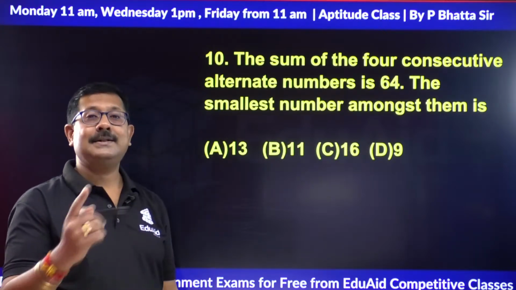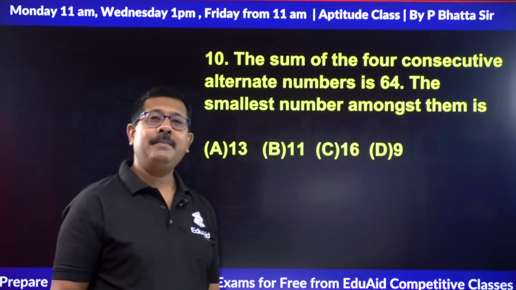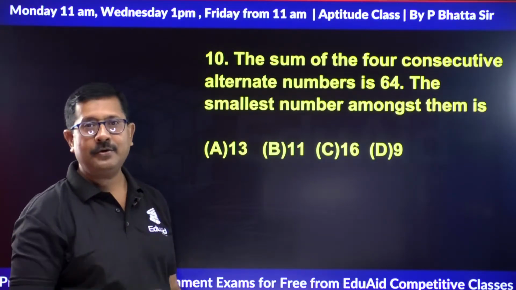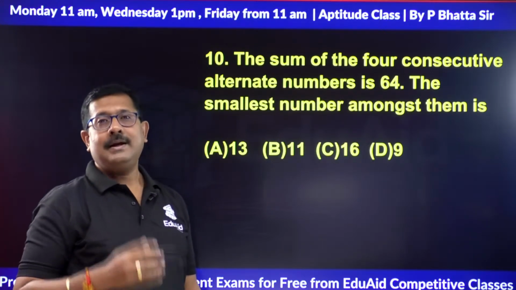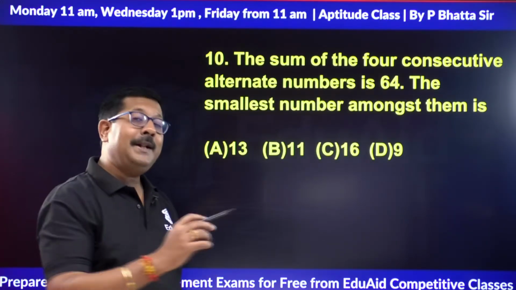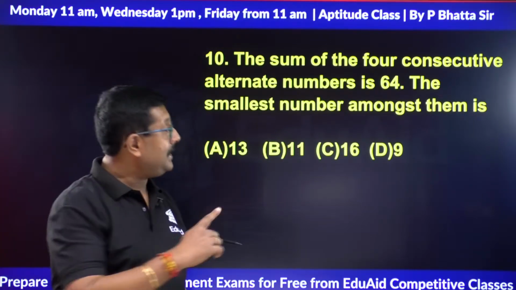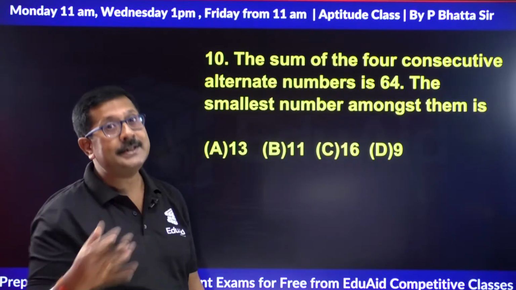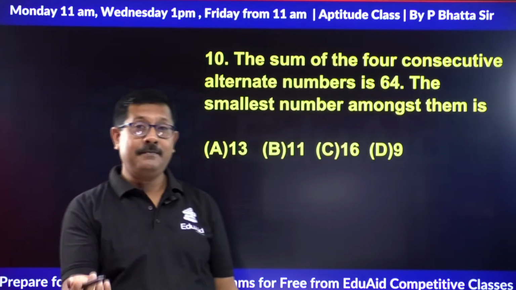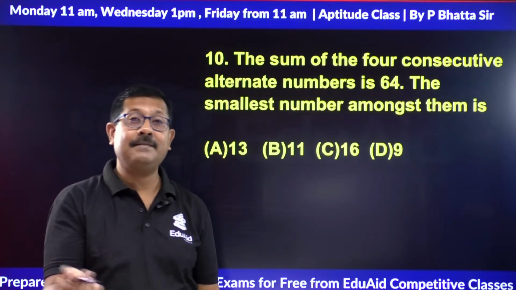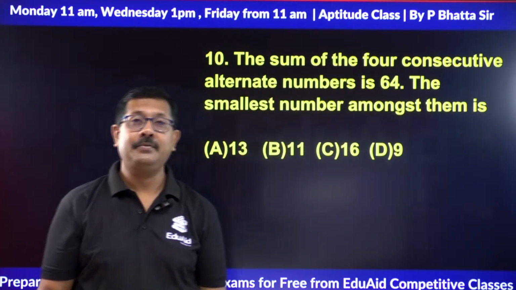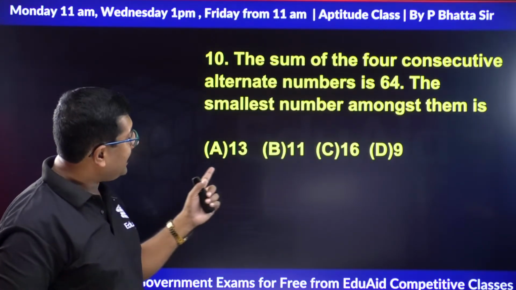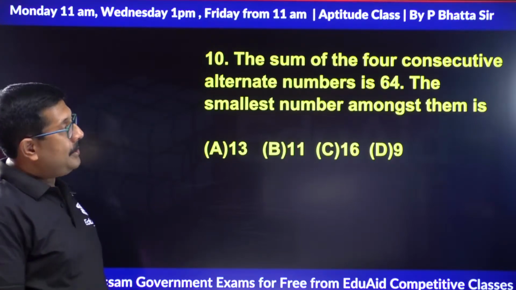13, 15, 17, 19. 10 plus 3, 10 plus 5, 10 plus 7, 10 plus 9. The four 10s add up to 40. Then the unit digits: 3, then 5, 3 plus 5 is 8, then 7, 8 plus 7 is 15, then 9, 15 plus 9 is 24, so 40 and 24 add up to 64. So the correct option is 13.